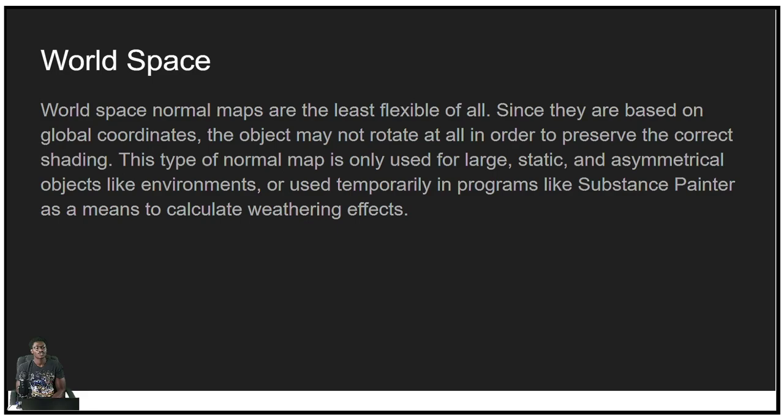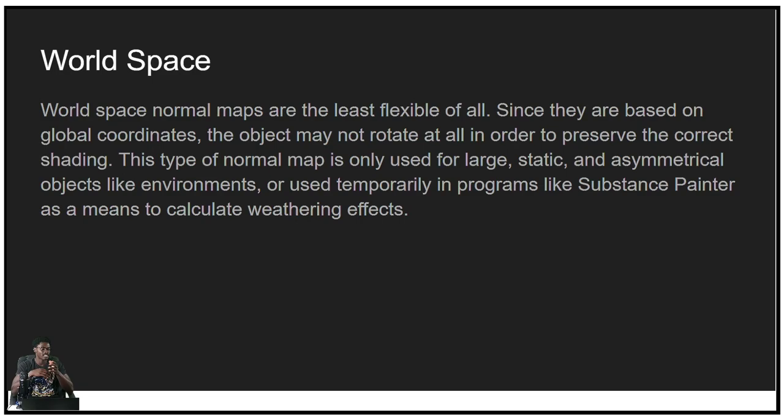So when it comes to world space normal maps, world space maps are the least flexible of all, since they are based on global coordinates, which is, it's in the name, right? If you guys think about what the name is, you can usually get a hint about what it does. So since they're based on global coordinates, the object may not rotate at all in order to preserve the correct shading.